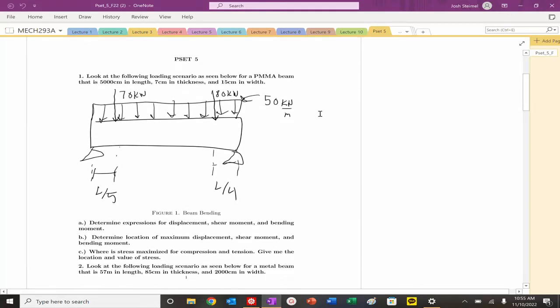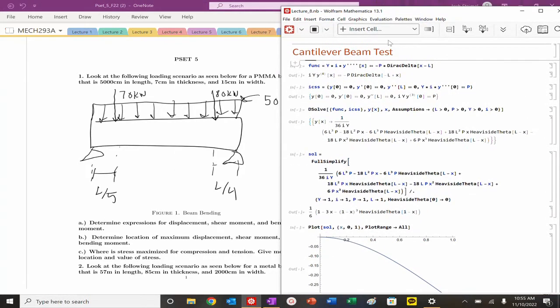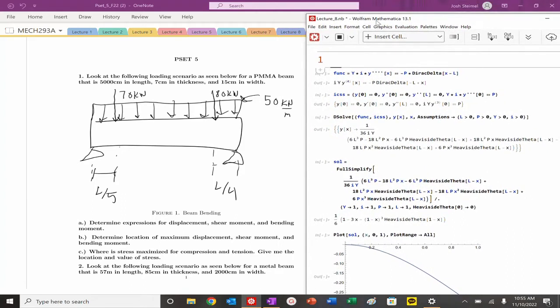So let's go ahead and get started with a lot of beam bending problems. Let's ignore the cantilever beam test, but we can rename this as number 1. I'm looking at the following scenario for a PMMA beam.